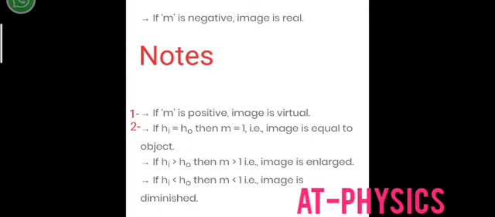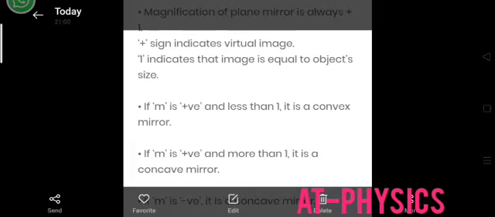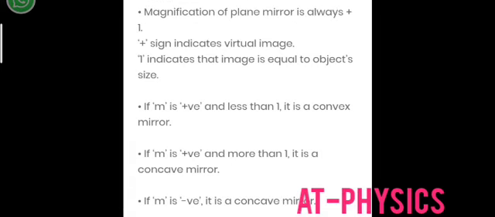So this is important. And the last one: the magnification of a plane mirror is always +1. And the plus sign indicates a virtual image. Always remember that. So 1 indicates that the image is equal to the object size. As we already studied, when M is positive, the nature of the image is virtual, and when M is negative, the nature of the image is real.